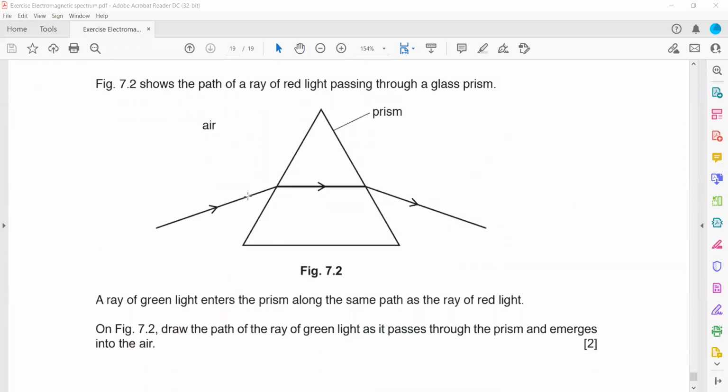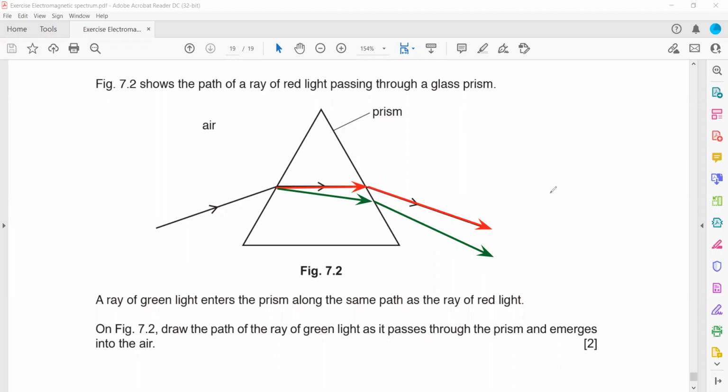A ray of green light along the same path as red; this is a red light. Like when a white light is there, they are giving you the path of the red light. On the figure, draw the path for a green light. So we have to draw the path taken by the green light. It will bend more than red, so this will be the path taken by the green light.